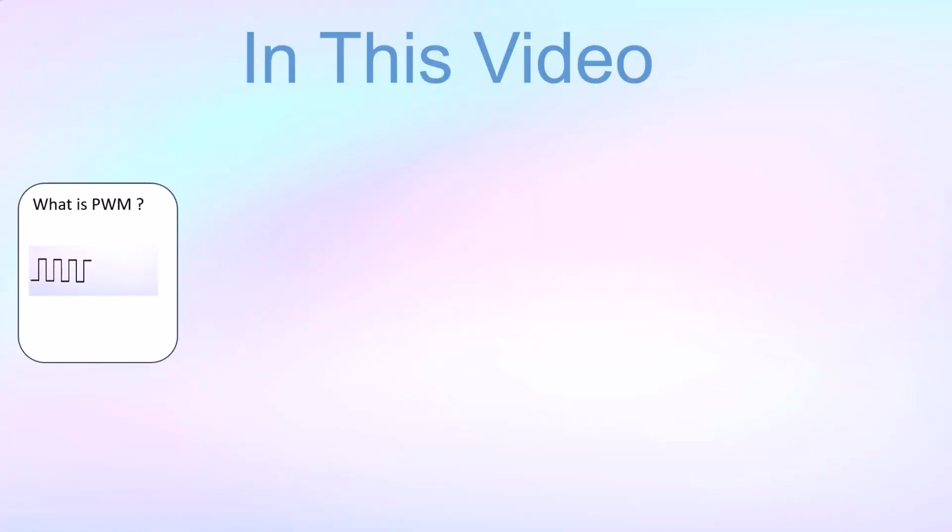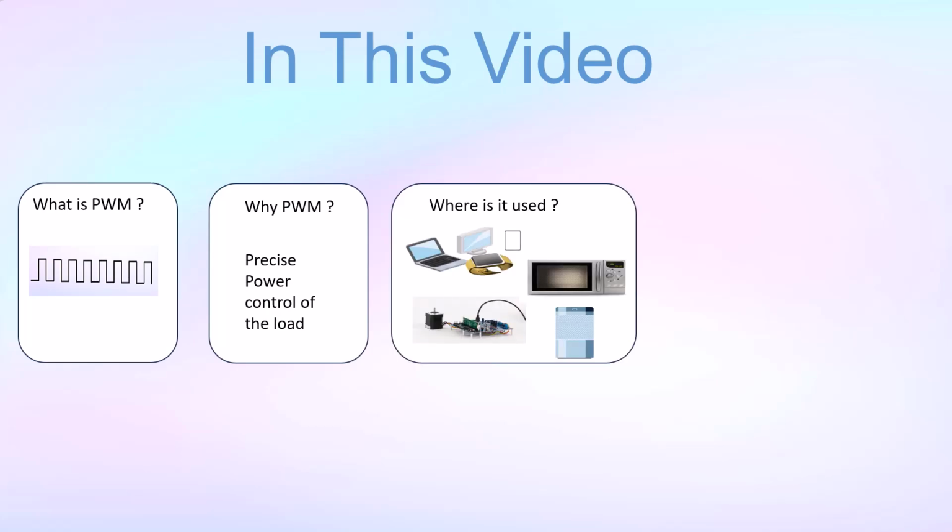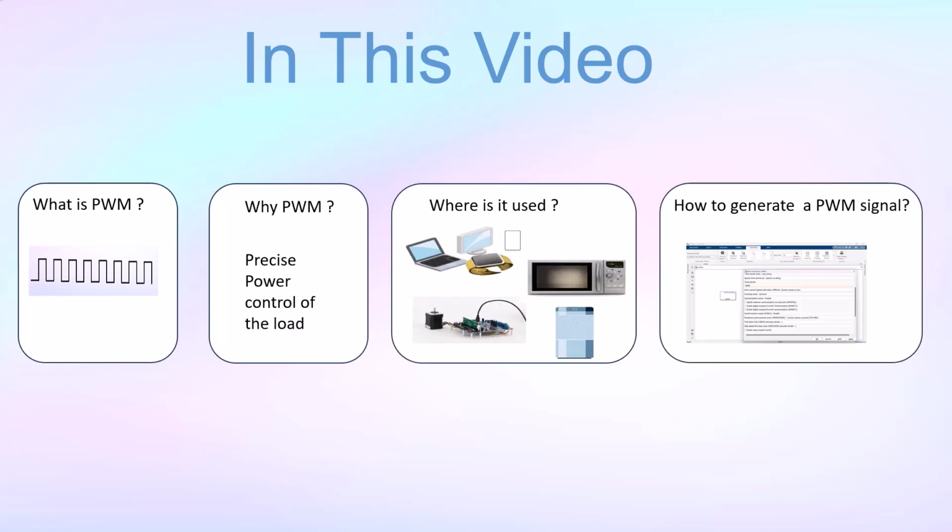To wrap it up, in this video, we saw what is a PWM signal, why a PWM signal is used and its application, and also how to generate a PWM signal in C2000 Microcontroller Blockset to control the brightness of the LED. In the next video, we will see the ePWM's block parameters in detail.